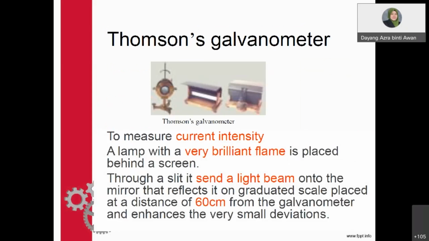Okay, then we have a Thomson galvanometer. Instead of one single galvanometer, we have this type of galvanometer. Different manufacturers have their own design of the galvanometer, but at the end the purpose of the design is always the same, which is to measure the current. Here they use a lamp with a very brilliant flame placed behind a screen. Through a slit, it sends a light beam onto the mirror that reflects it onto a graduated scale placed at a distance of 60 centimeters from the galvanometer and enhances the very small deviations.